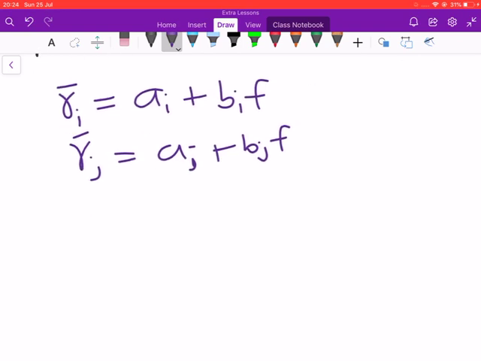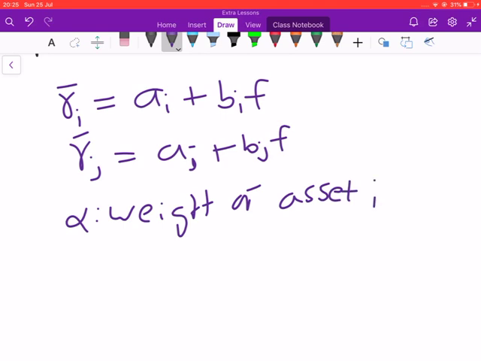Now we want to build a portfolio, right? To build a portfolio, it means we have to combine these assets one way or another. So how would we combine these assets? Let's say alpha is going to be the weight of asset I. If this is the case, then the returns of our portfolio is going to be equal to the weight, or alpha. I used alpha.